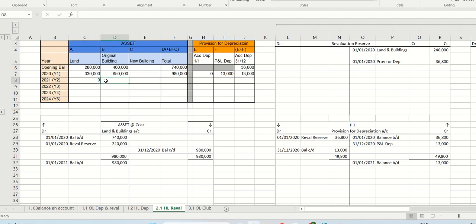The land is going to go from 330 down to 0 in a minute. I'm doing my table. No change with the original building. So my total land and buildings now is going to be 650,000. My opening depreciation at the start of year 2 is 30,000. My depreciation for the year will be 650 times 2%, 13,000. So my closing depreciation is going to be 26,000 at the end of the year. We are ready to start entering.